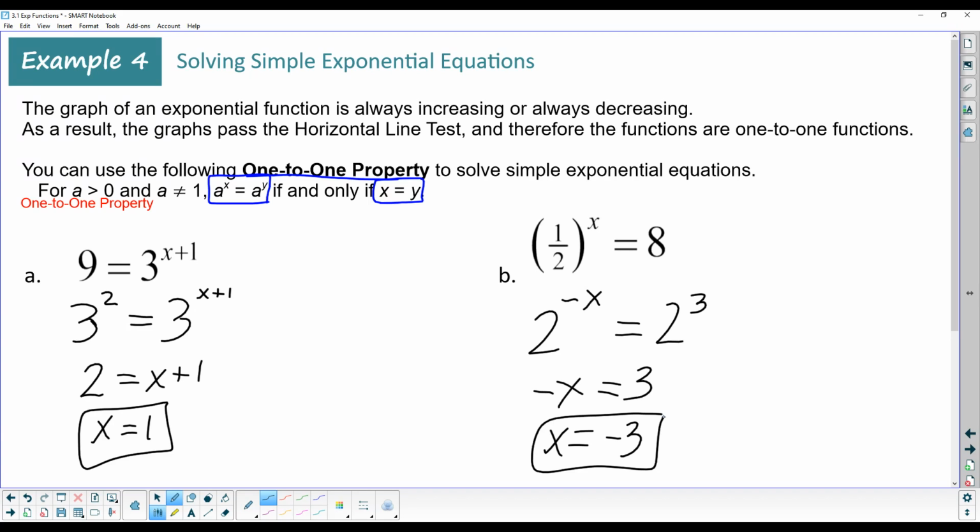So this is a kind of slick way of solving exponential equations. It only works if you can think of that number as a power of the right base. So if we had like a 7 here, this method would not work, right? So for that, we'd have to have a different method.